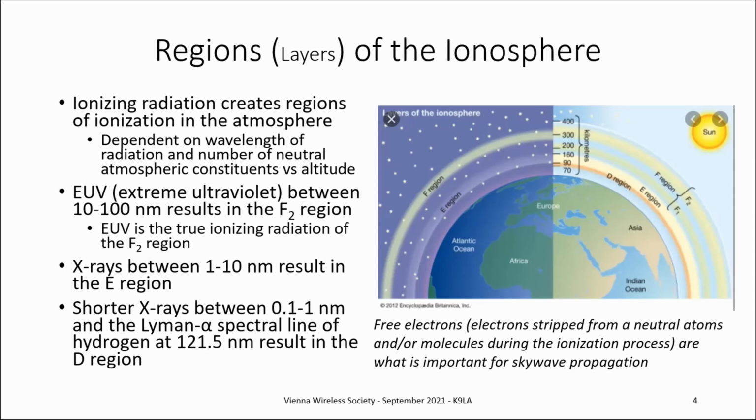It's a pretty simple view, but it does show what the ionosphere looks like. And of course, free electrons are what is important for skywave propagation. And a free electron comes from a photon of, for example, extreme ultraviolet stripping an electron from a neutral atom or molecule.